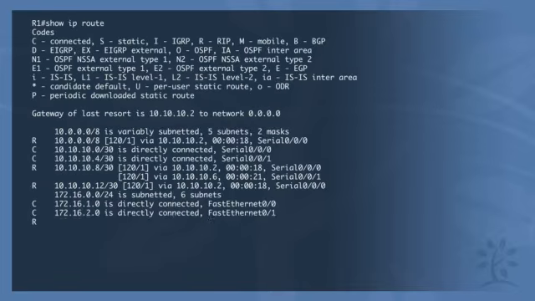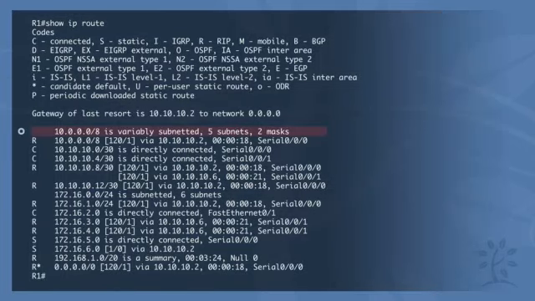Information found in the routing table consists of the following: directly connected networks, learned networks from routing protocols, the next hop router, outgoing or exit interface, which is the direction, as well as the metric. The following is an example of the output of a routing table.